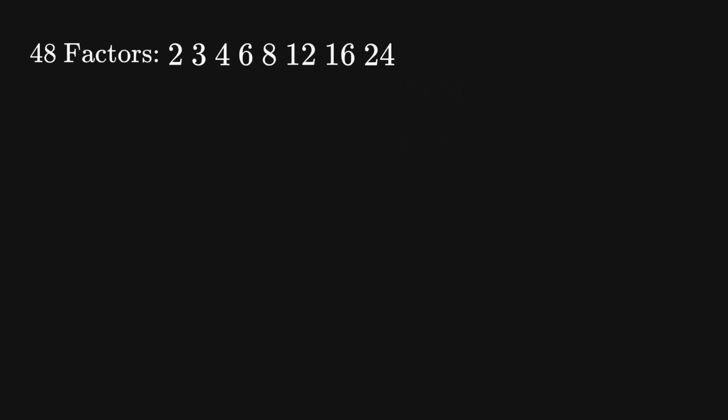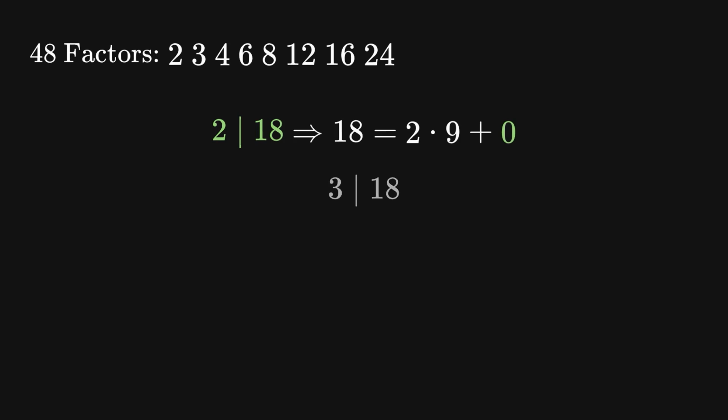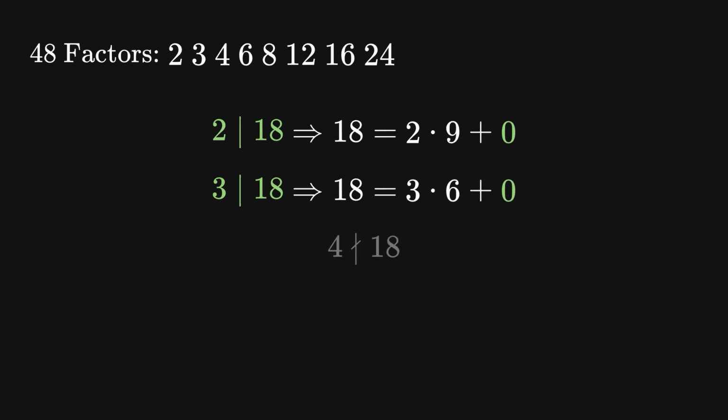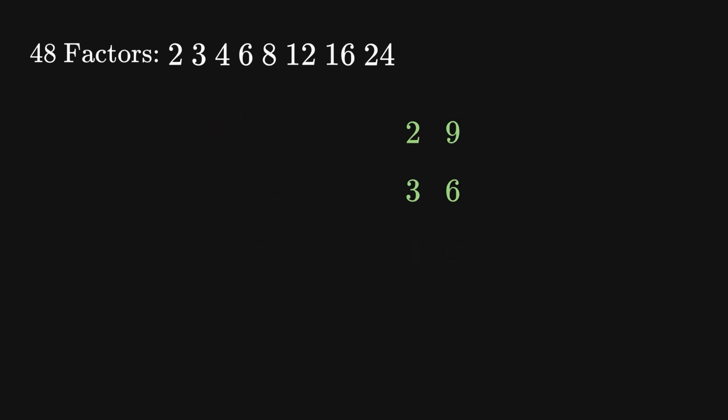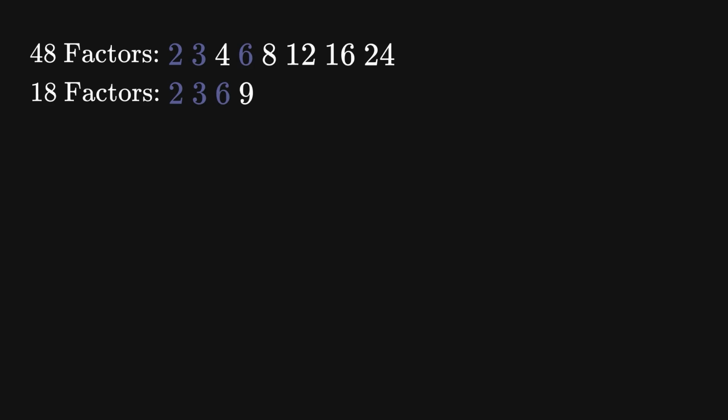Now repeat the procedure for 18. First, check if the number 2 is a factor. It is, because it divides 18 into 9 parts with no remainder. The number 3 is also a factor because it divides 18 into 6 parts with no remainder. The number 4 is not a factor of 18 because it leaves a remainder of 2 when dividing. Let's collect the factors of 18 and arrange them in a list. Identify the common factors between these two numbers and pick the highest, which in this case is 6. And that's how you find the GCD of 48 and 18 using this method.